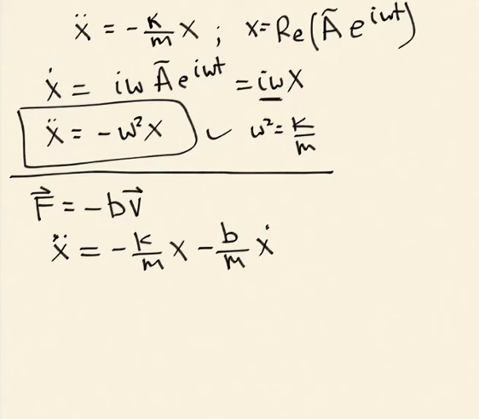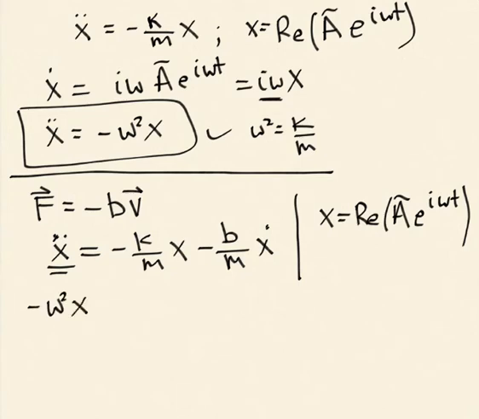So if I now assume that x is the real part of a twiddle e to the i omega t, and as before, I'm going to leave the real operation to the end, I'm going to pretend like x is just a twiddle e to the i omega t. When I take time derivatives, all I do is replace the time derivatives with factors of i omega. So this just becomes minus omega squared x. This becomes minus k over m x, no change there. But here I get a single time derivative, so this becomes minus i omega x b over m.